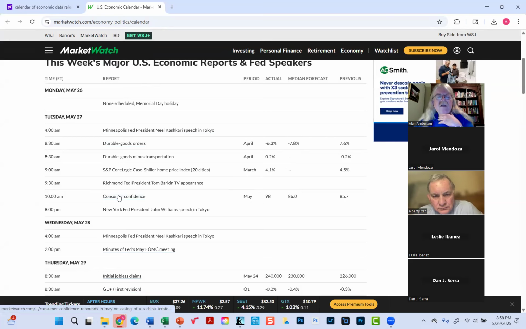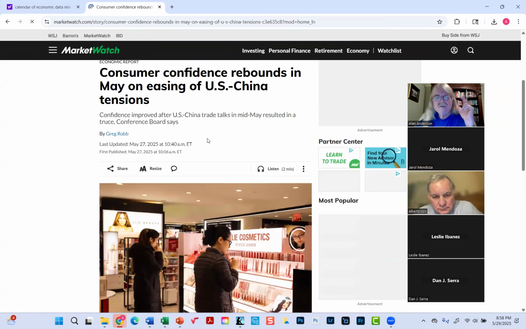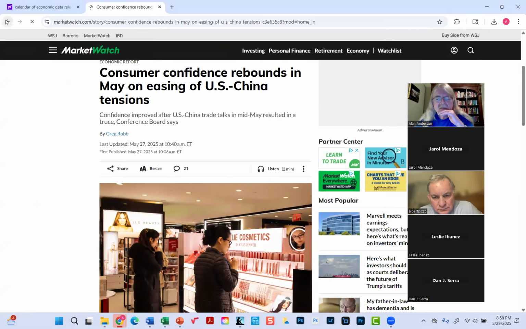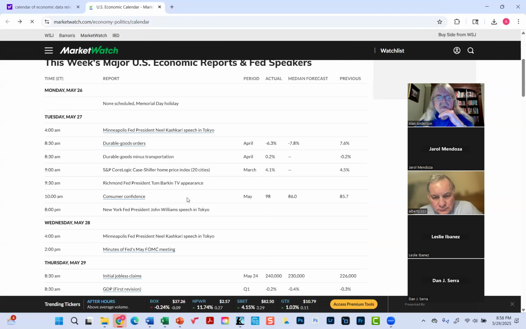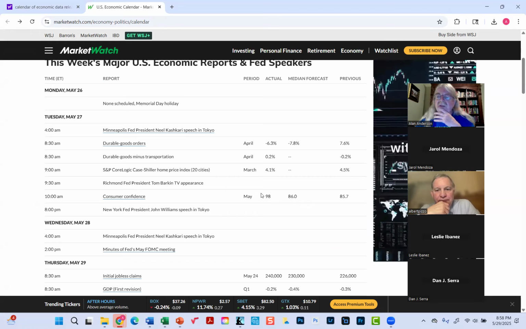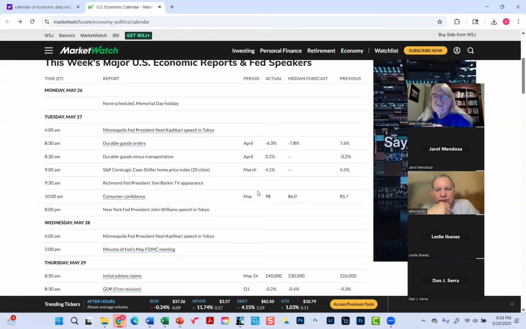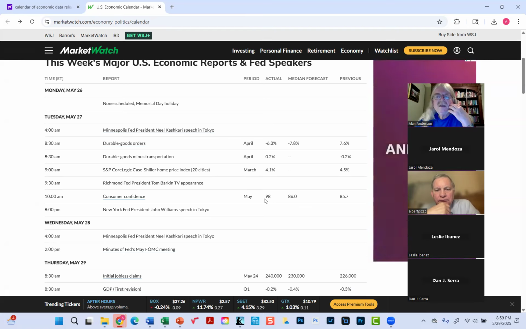We also have this thing called consumer confidence. It's put together by the Conference Board. It's a number that tells us how comfortable or confident people are. So this one actually was quite positive because the forecast was 86. It had previously been 85.7, but it actually went up to 98, which means that people are feeling pretty good right about now. And that's a good sign. That means they'll spend, and it means the economy will grow. So if I'm a trader and I see this number, I might just buy some stocks.